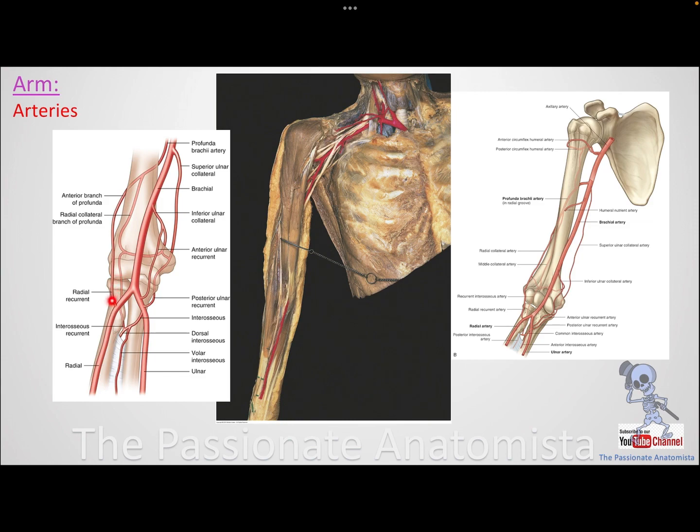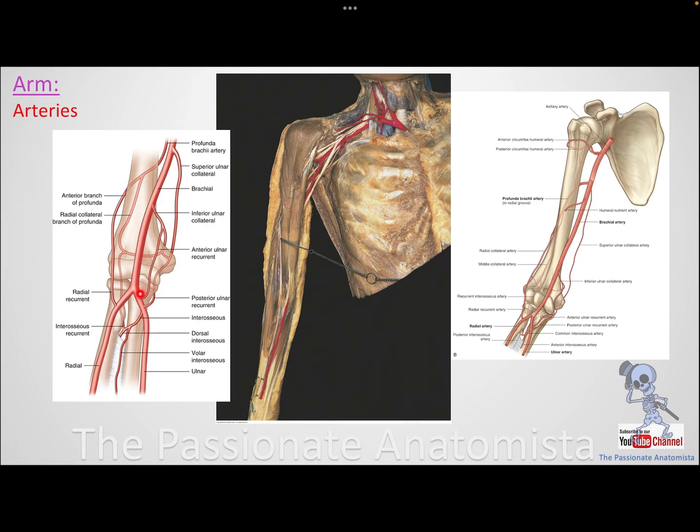We call it radial recurrent. We call it radial collateral because it's a support, and anterior branch also. So the radial will be posteriorly and the anterior will be anteriorly. Now, the brachial artery will end at the cubital fossa as ulnar artery and radial artery.